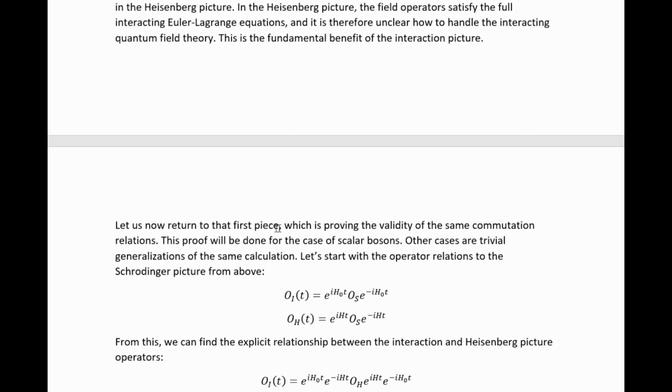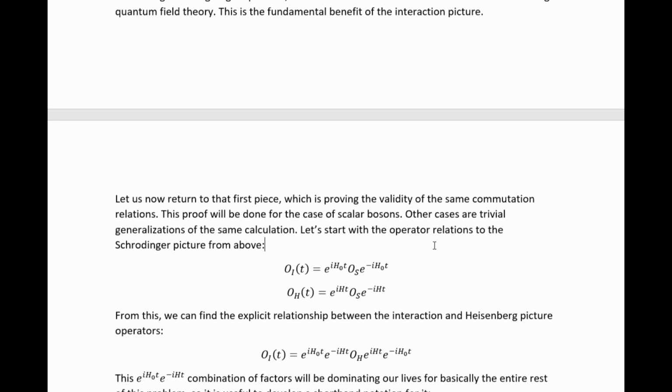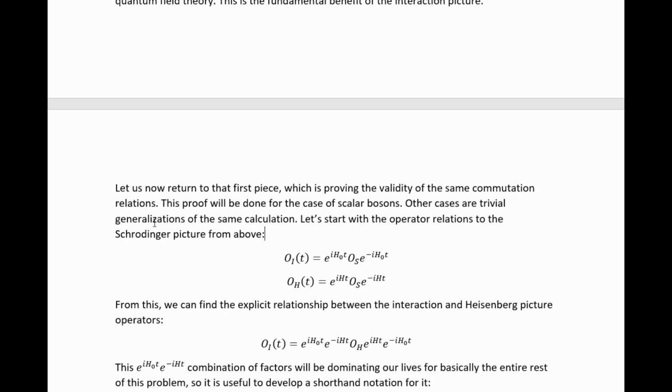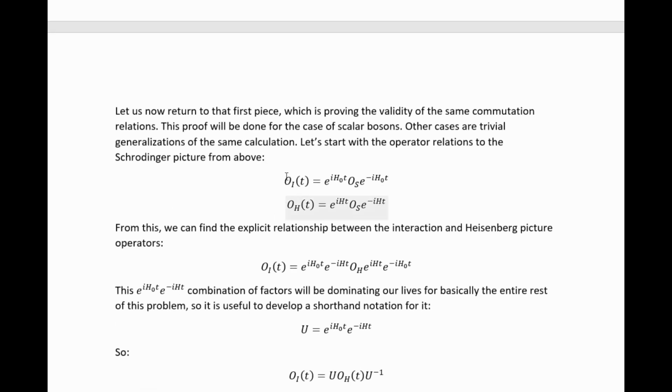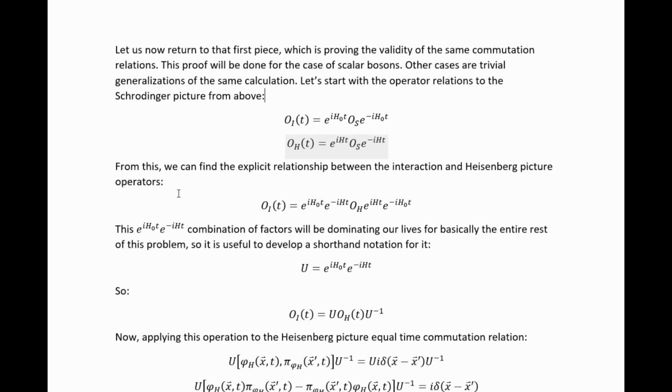Let us now return to that first piece, which is proving the validity of the same commutation relations. This proof will be done for the case of scalar bosons. Other cases are trivial generalizations of the same calculation. Let's start with the operator relations to the Schrödinger picture from above. We have the relation between the interaction picture operators and the Schrödinger picture operators, and the Heisenberg picture operators and the Schrödinger picture operators.